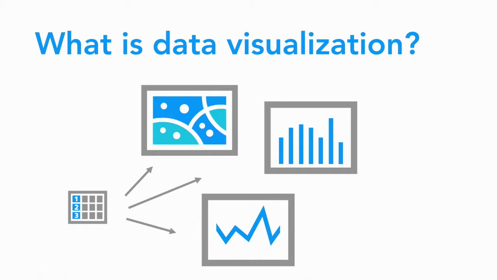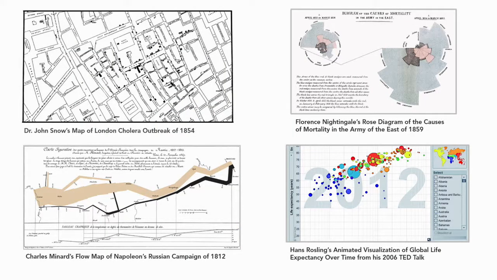Okay, so what is data visualization? Well, simply put, data visualization is a graphical representation of data. It's the use of symbols as metaphors to represent quantities and categories in context, allowing you to make comparisons and intuit proportions, patterns, relationships, and trends. Here are some examples of the classics.